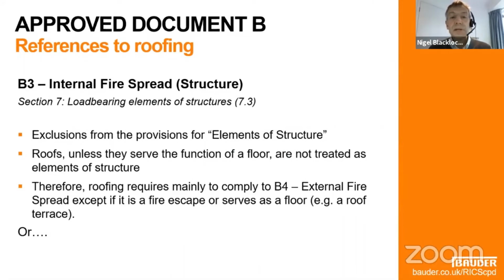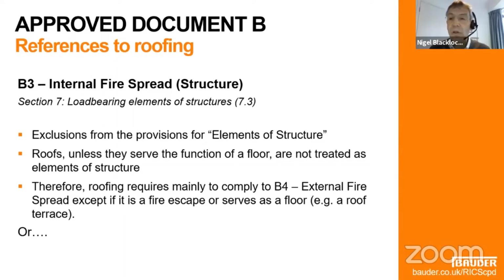We then move on to B3, which is internal fire spread structure. Now, interestingly here, it makes it clear that for the purposes of this, a flat roof is not classed as an element of structure. So most of B3, therefore, is not relevant unless the roof is classed as a floor. So why might a roof be classed as a floor? Well, if it was, say, a roof terrace or maybe a car park deck or something like that. So there you would need to take account of some of the cautions in B3.